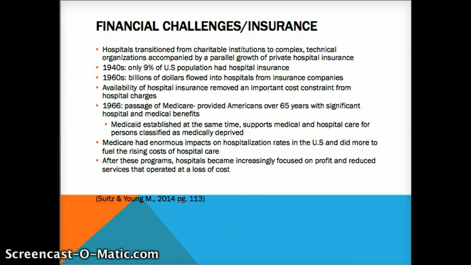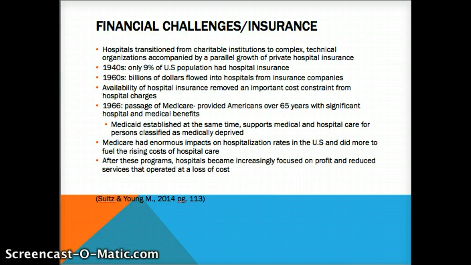Financial challenges and insurance. Hospitals transitioned from charitable institutions to complex technical organizations, accompanied by the parallel growth of private hospital insurance. During the 1940s, only 9% of the U.S. population had hospital insurance. During the 1960s, billions of dollars flowed into hospitals from insurance companies. The availability of hospital insurance removed an important cost constraint from hospital charges.